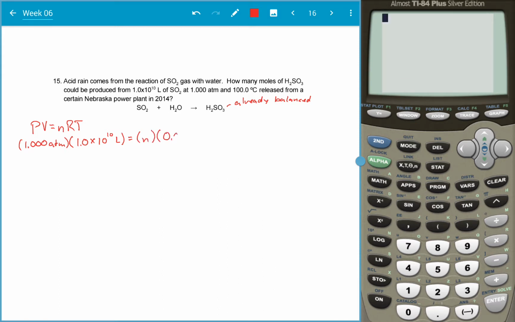R is 0.0821 liters atmospheres per mole Kelvin. And my temperature, well, that's given in Celsius, so I'll need to convert that. Kelvin equals degrees Celsius plus 273, which would be 100.0 degrees Celsius plus 273, or 373.0 Kelvin.